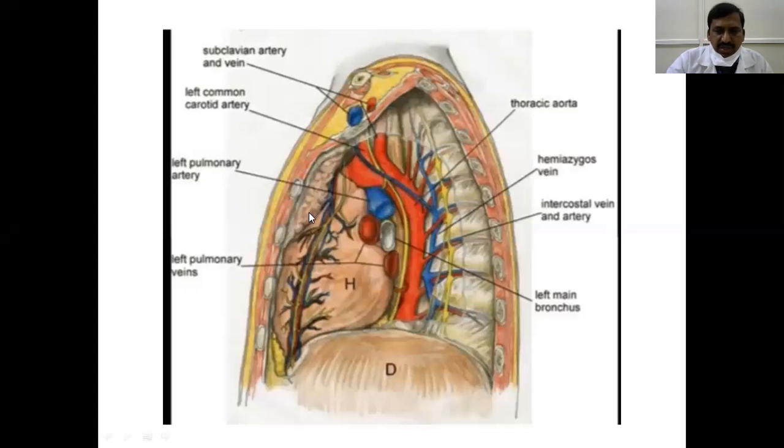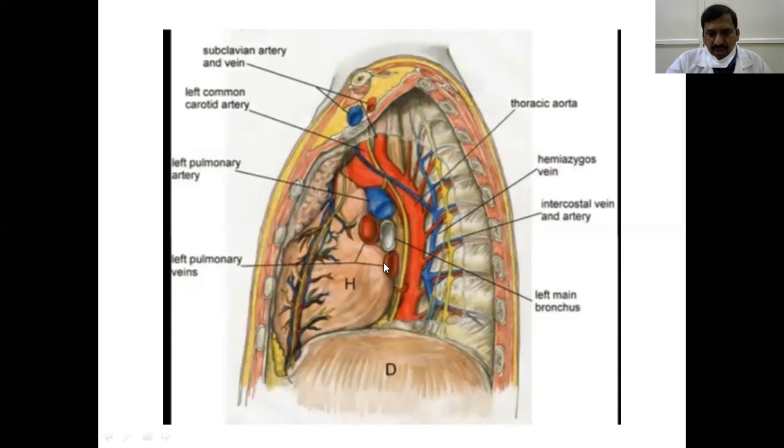You see, these are all the structures in the posterior. This is the descending aorta, and this is the azygos system of veins. This is the hemiazygos vein. This is the accessory hemiazygos vein, and these are all the intercostal arteries and veins. And this is the sympathetic chain.